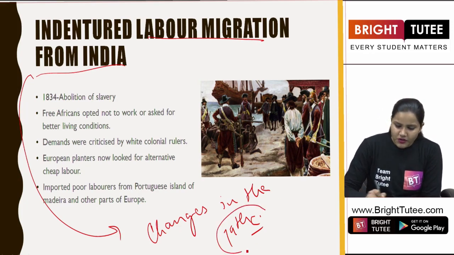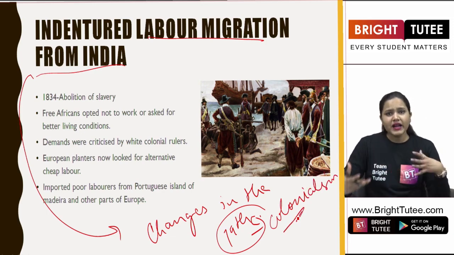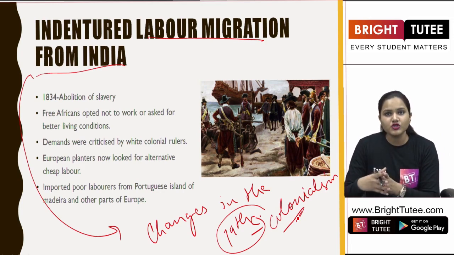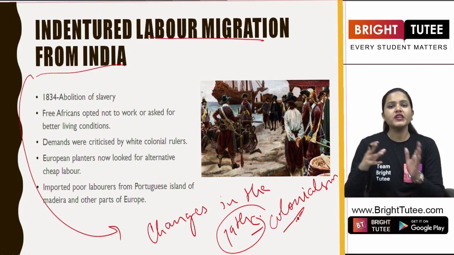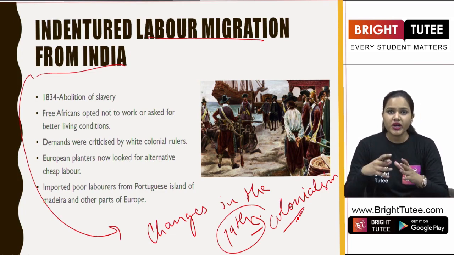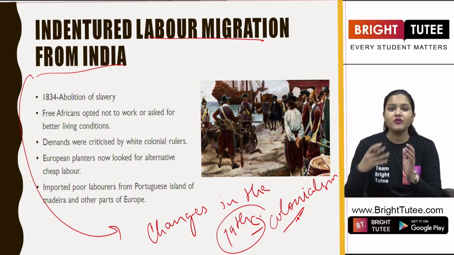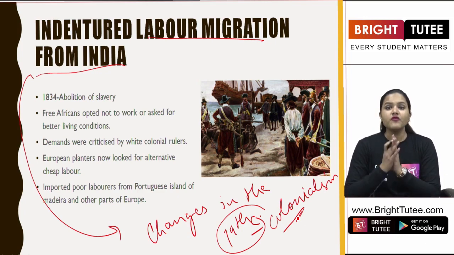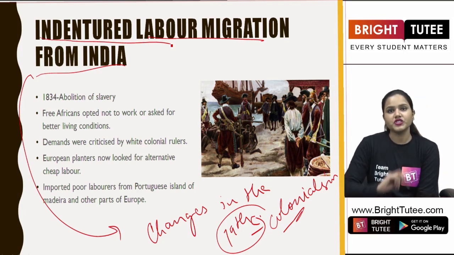Now we also saw how colonialism was expanding, or the whole nature was changing in the late 19th century. Especially taking the example of Africa, we saw how big European powers came together and carved out the whole map of Africa. We understood it through the map there. Now here students, we are going to talk about indentured labor migration.